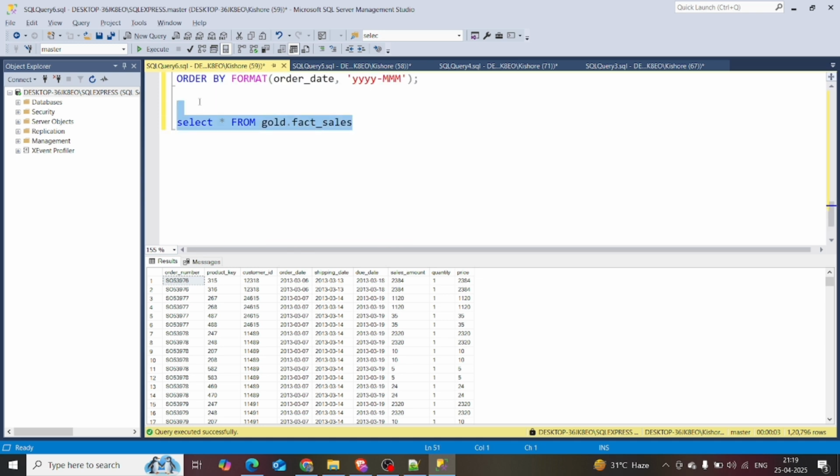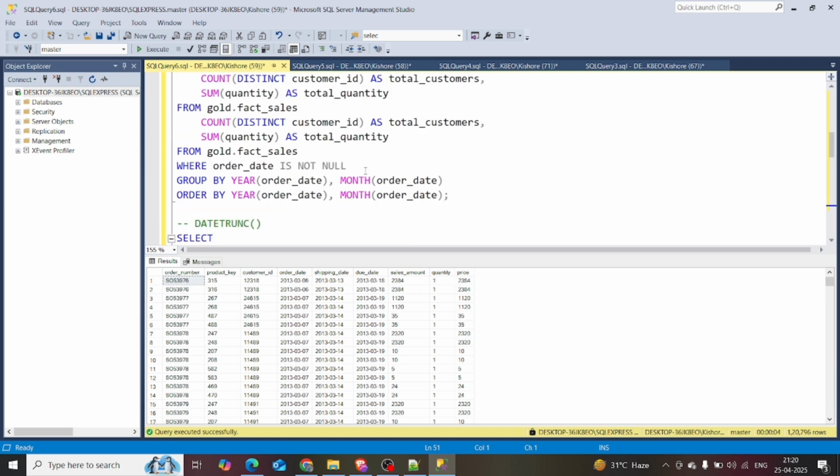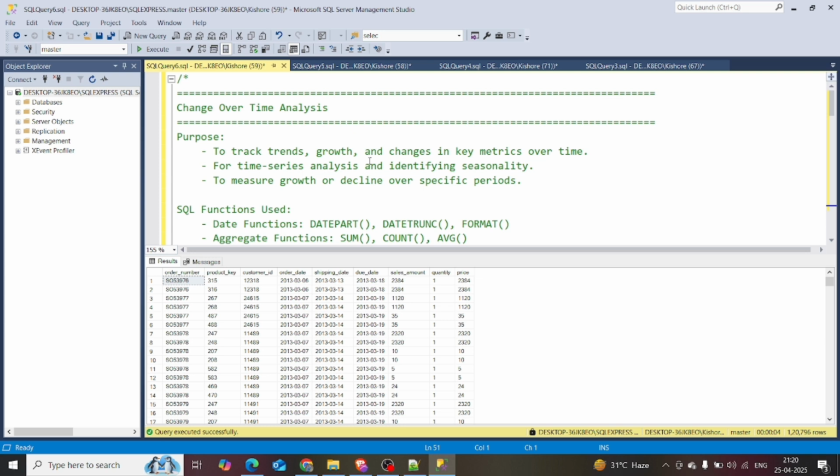Yes, and we are seeing the gold fact sales table. There are the order number, product key, customer ID, order date, ship date, due date, sales amount, quantity and price. So that's it for this session, where we discussed the change over time analysis, whose purpose is to track the trends of the company. So let's get into another session.